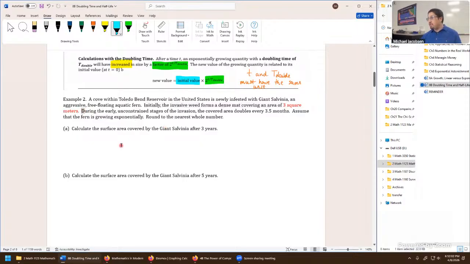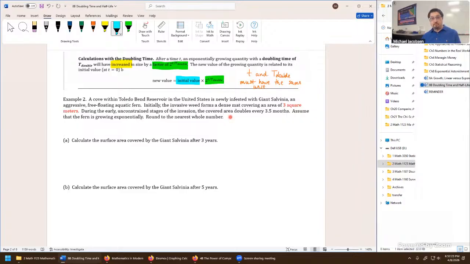It says next, during the early unconstrained stages of the invasion, the area covered doubles every 3.5 months. Assume that the fern is growing exponentially. It's kind of conveyed already that that's the case with that doubling time there. We'll round our values to the nearest whole number. And maybe before we even start going on this problem, there's 2 important values they gave us.